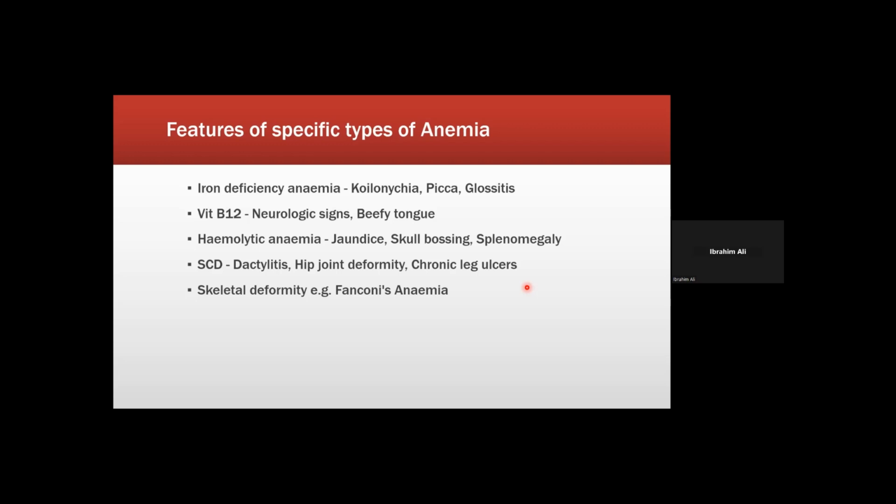I also want us to go through specific features of a few types of anemias. For iron deficiency anemia, we have koilonychia, where your nail is sort of curving outwards. And we have pica, where the patient craves something, for example, trying to eat soil. It's an alternative way of trying to compensate for the iron lost, maybe trying to find it through such a source.